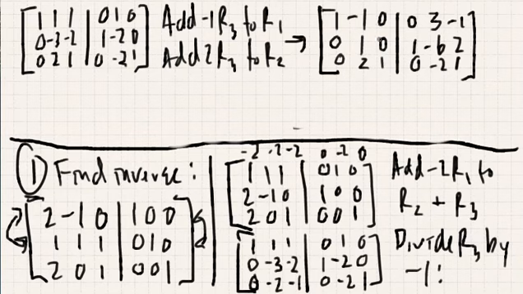Okay, great. Now I've got zeros here. That's what I wanted. Finally, I've got a 1 here. I want to get a 0 here and a 0 here.